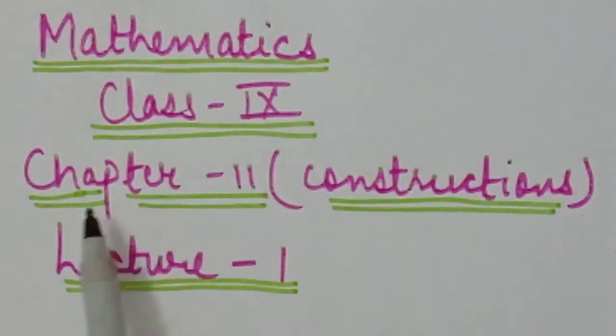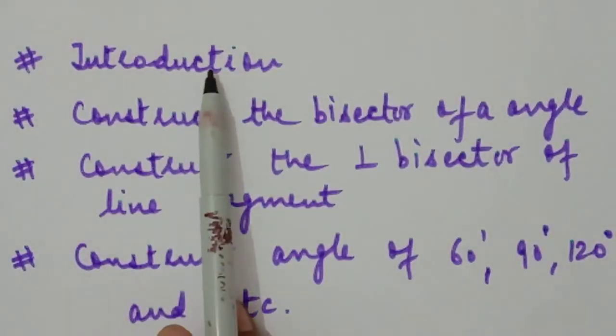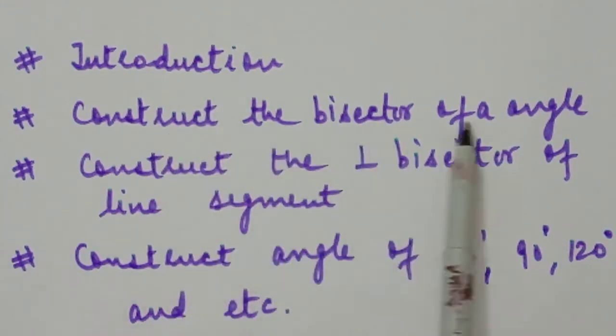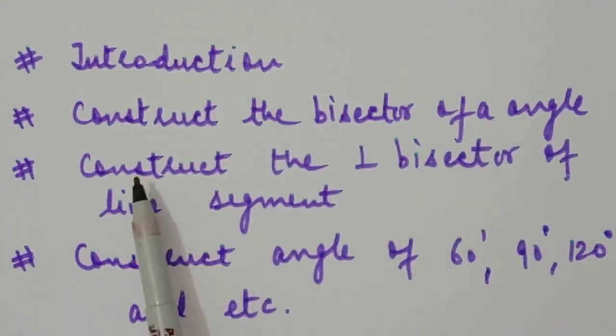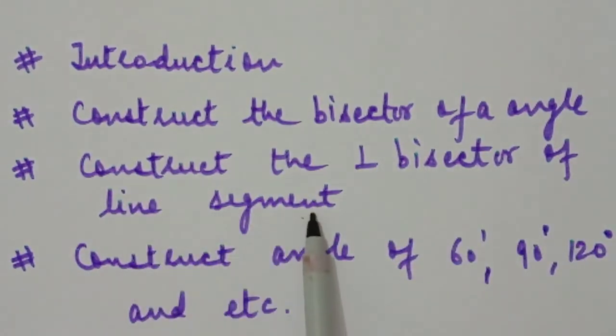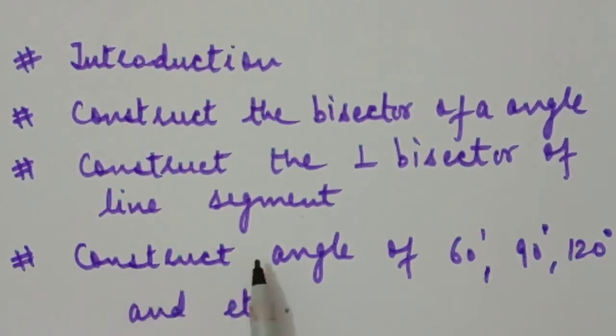This is class 9th, chapter 11, construction. This is our lecture 1. In this lecture, we will discuss the introduction part of chapter 11 construction. Construct the bisector of an angle. Construct the perpendicular bisector of the line segment, and we will learn how we will draw the construction of angle 60 degree, 90 degree, 120 degree and etc.